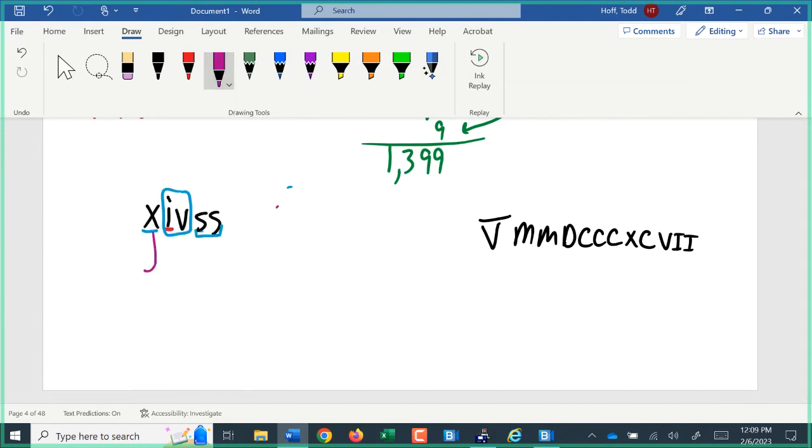So X is 10. IV is 1 from 5, or 5 minus 1, which is 4. And SS is 1/2, so that is 14.5. That adds up to.